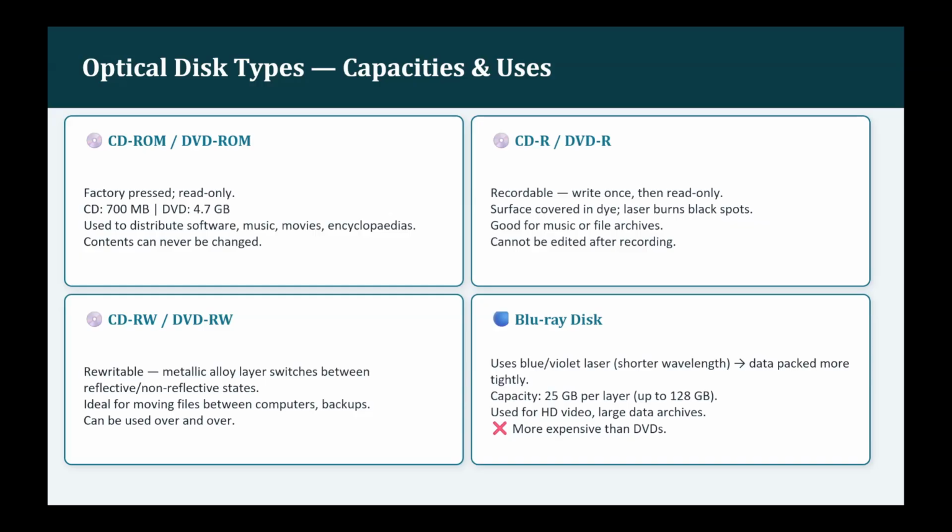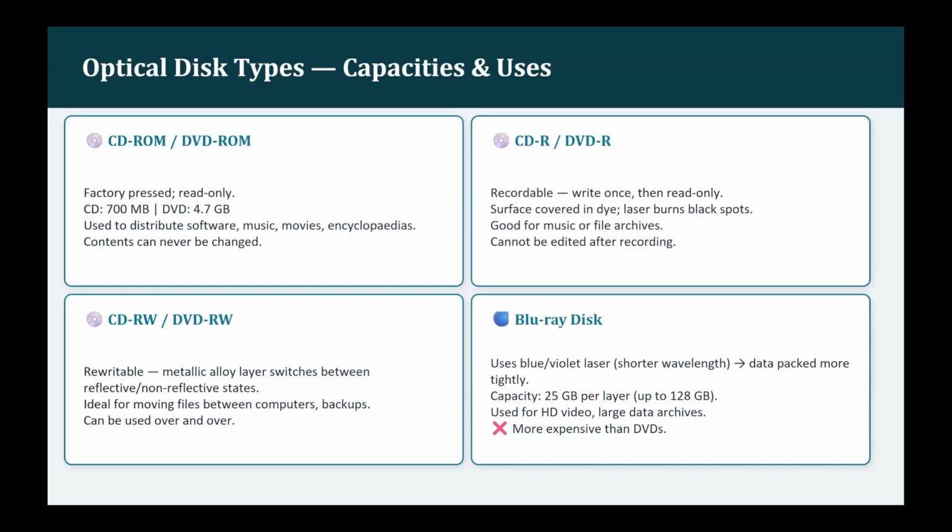Then we have CD-RW and DVD-RW, the rewritable ones, as I told earlier. A metallic alloy layer switches between reflective and non-reflective states. Ideal for moving files between computers, and backups; they can be used over and over. Then we have CD-R and DVD-R, which are recordable. They can only be written once and then are read only. The surface is covered in dye, and the laser burns black spots. Good for music or file archives, cannot be edited after recording.